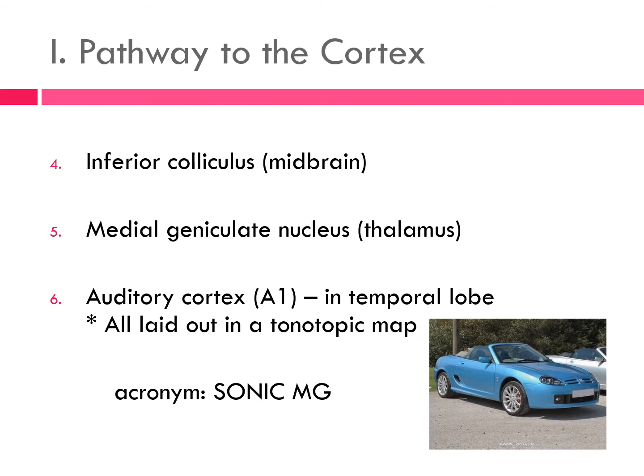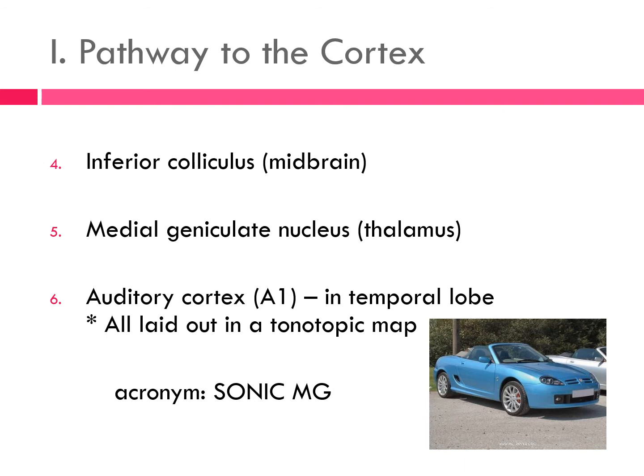But it looks like many mammals do a lot of this sound localization in the superior olive rather than the inferior colliculus, although we'll see some different studies. Then from the inferior colliculus, it communicates to the medial geniculate nucleus in the thalamus, which takes that information to the cortex, in this case the primary auditory cortex, called A1, just like we called the primary visual cortex V1, in the temporal lobes. And all of these are laid out in a tonotopic map.